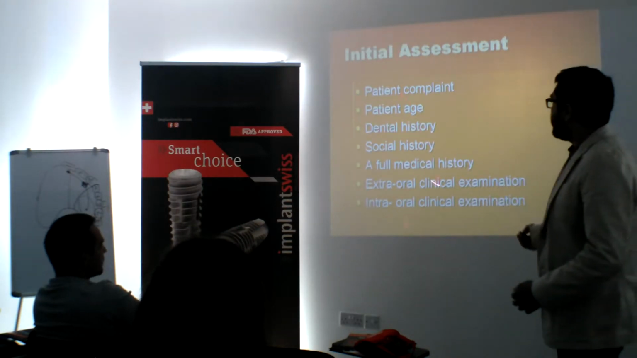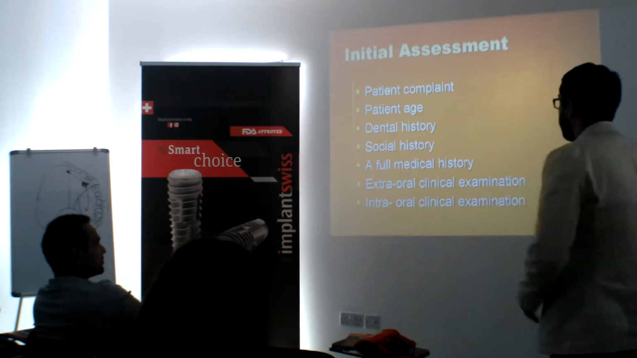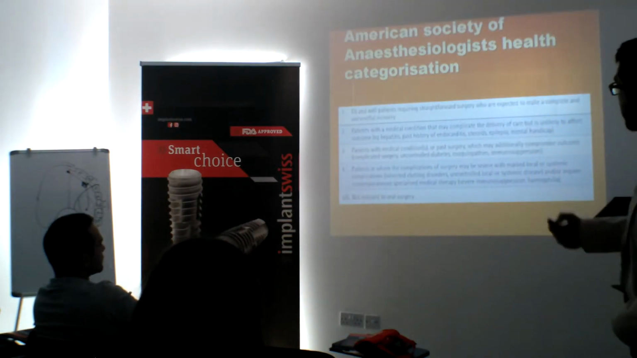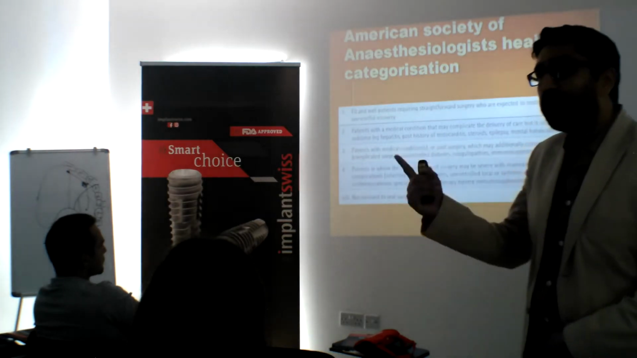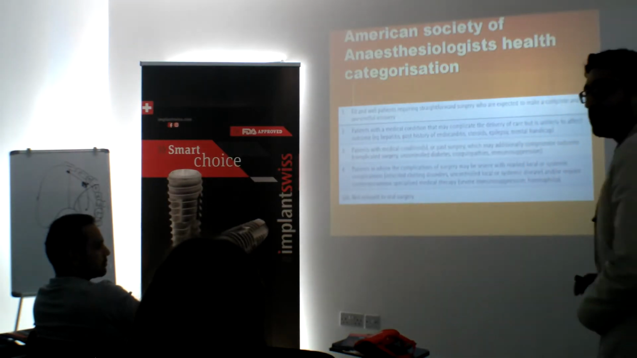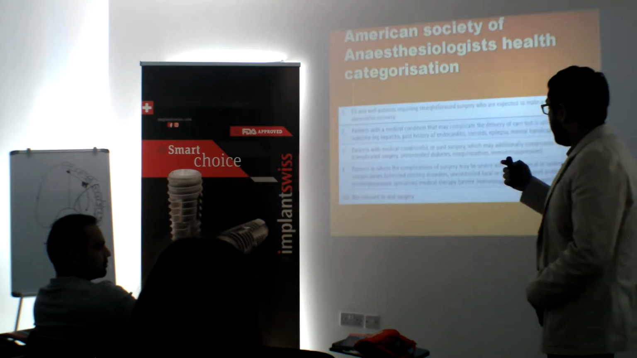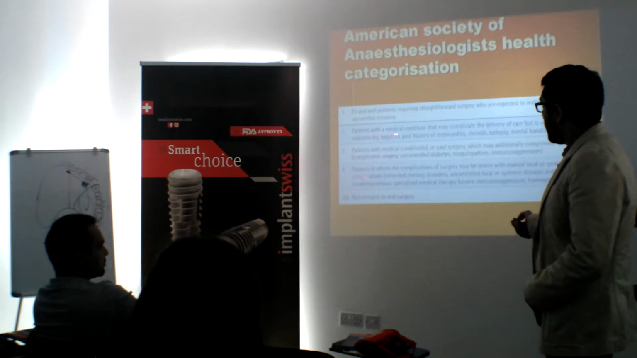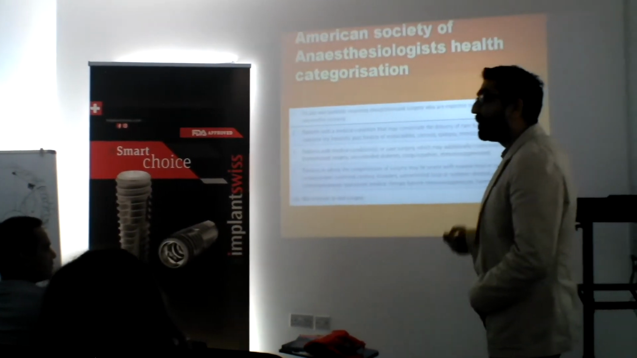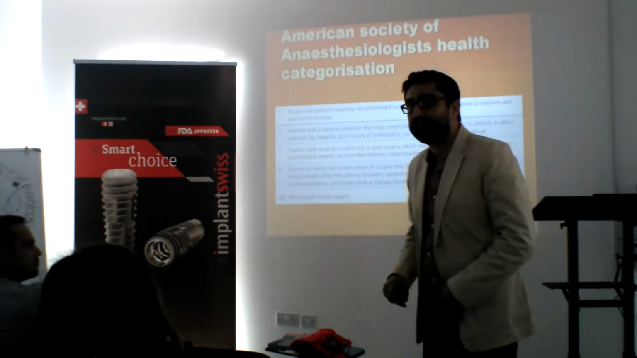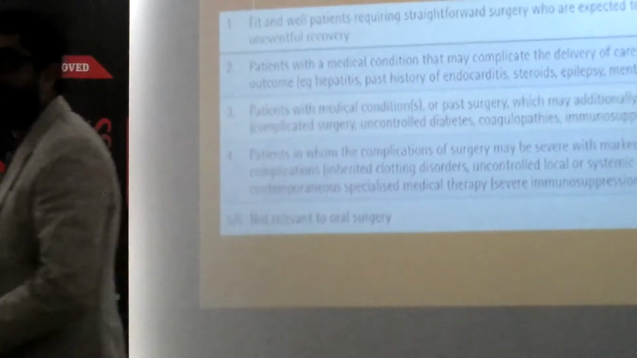I'm not going to go into this detail because you're a dentist, you should know how to do the full examination. So this is the ASA classification. Most of the time you're going to see ASA 1 and ASA 2 patients, which are fit and healthy, no problems. ASA 2 patients have a medical condition that may complicate the delivery of care, but is not going to affect the outcome. So the outcome is not affected, but it can complicate your delivery of care.